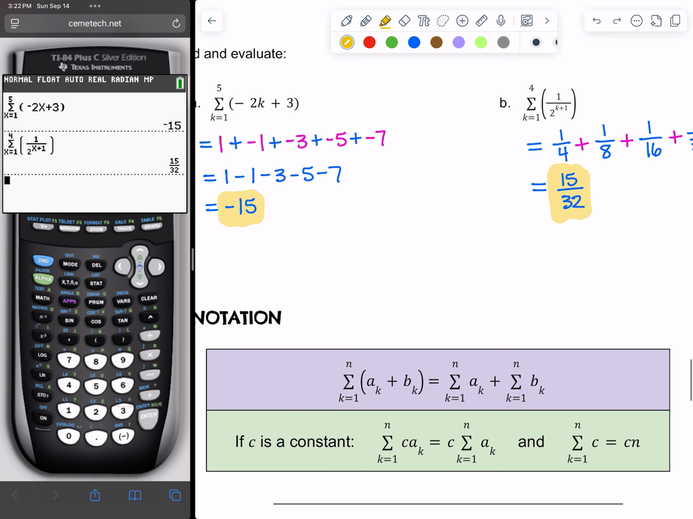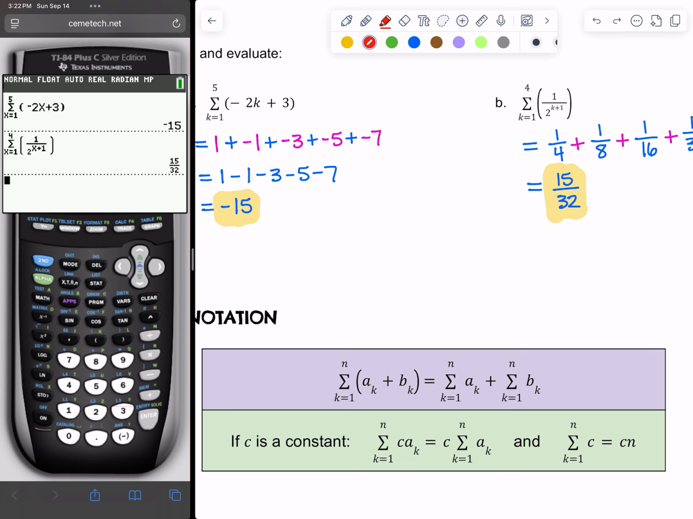All right. So last but not least, there are some notations that you can use so you can break down or simplify easier. So here it says, if I take the sum of two things being added together, like A sub k and B sub k, if I take the summation of two sequences, it is the same thing as me taking the sum of one sequence and adding it to the sum of the other sequence. So you can break them up and then add them together.